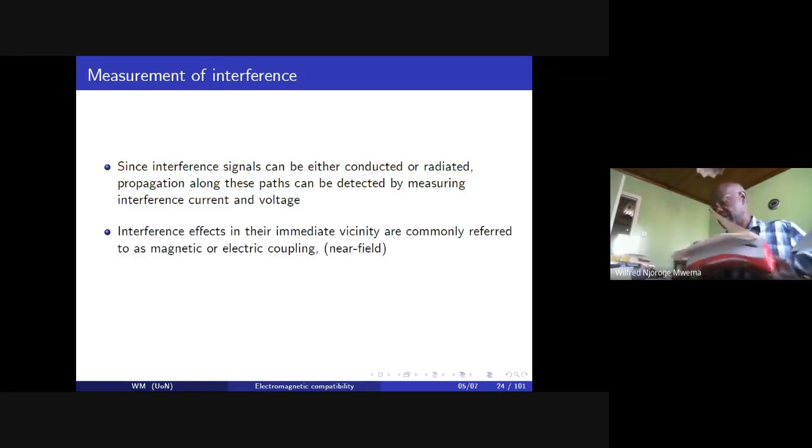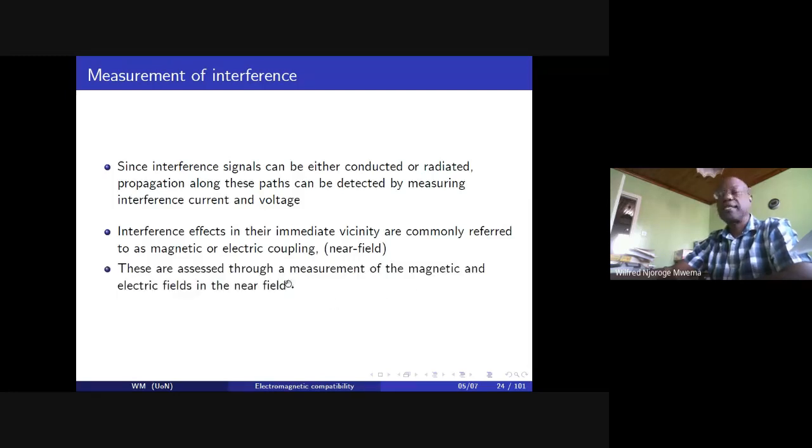The interference effects in their immediate vicinity are commonly referred to as a magnetic or electric coupling. That is, if we are in the near field of the signal, then we'll be having either the energy stored in the magnetic field or energy storage in the electric field. So these are assessed through a measurement of the magnetic and electric fields in the near field, just like we were looking at the near field of an antenna, so to speak.